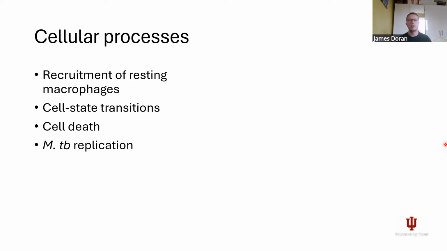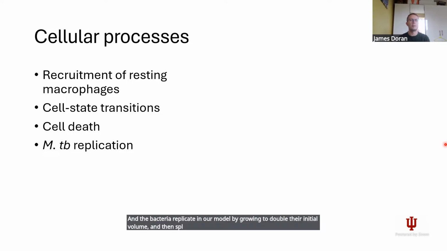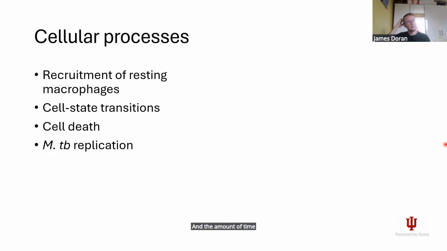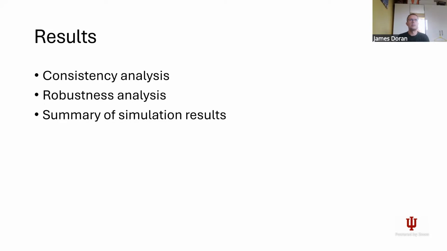And the bacteria replicate in our model by growing to double their initial volume and then splitting into two new bacteria. And the amount of time it will take them to double in volume will have been determined by their phenotype, at which point a time interval will be set between replication events such that they grow to double the initial volume over the course of that time interval. So that's how the model works.